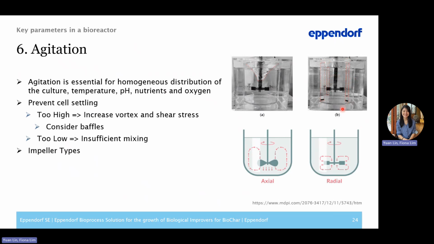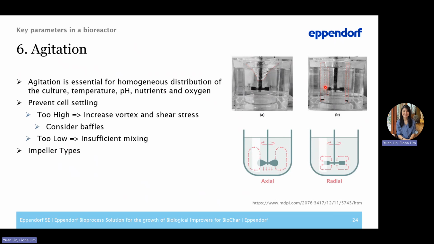So you can see that by introducing all these baffles, it will reduce the chances of vortex and ensure a more homogeneous distribution of all your culture, temperature, pH, nutrient, and oxygen within the bioreactor itself. So that is the usefulness of agitation with baffles within the bioreactor.